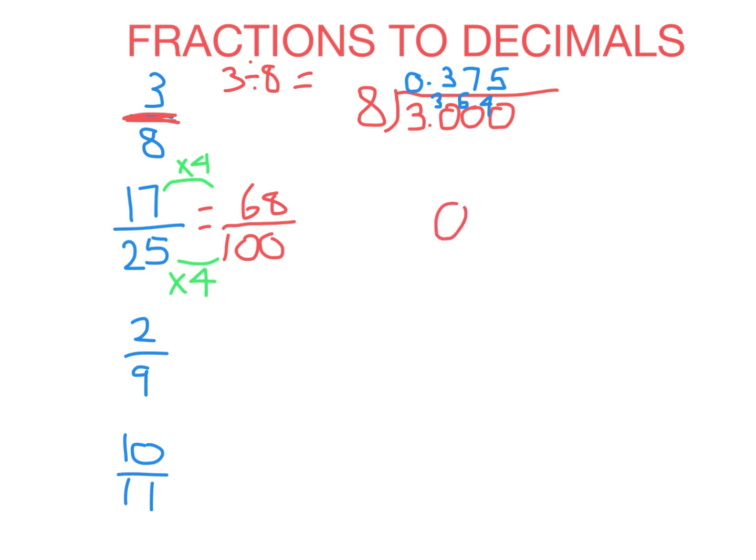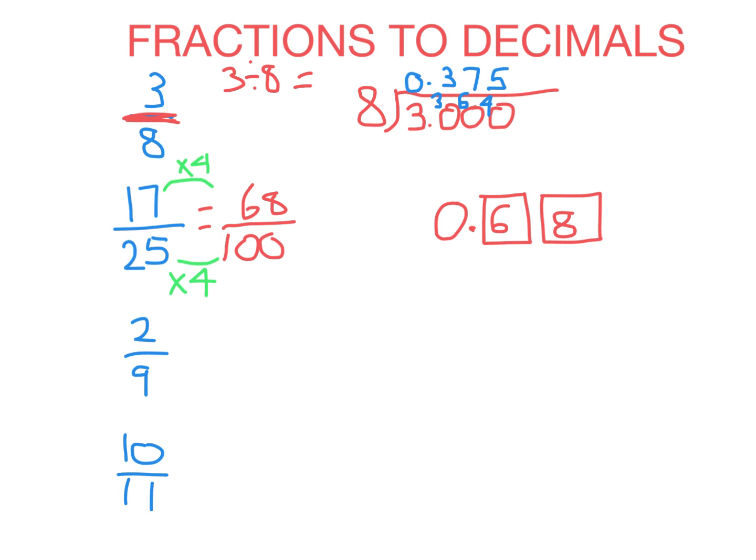So after the decimal point, we have tenths is the first column, then hundredths is the second one. So this number is going to have 2 digits after the decimal place, and you can probably guess they're going to be 6 and 8. This number is 68 hundredths.